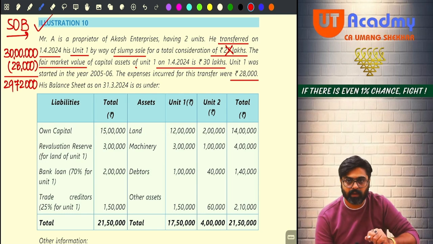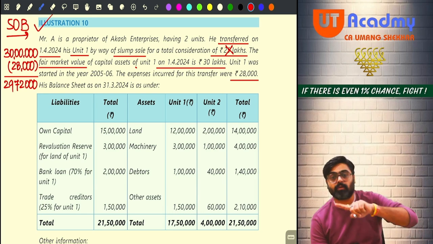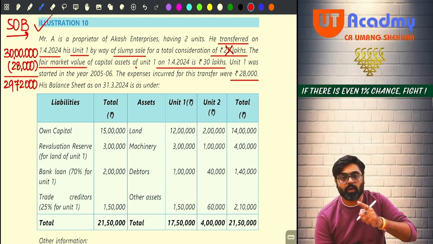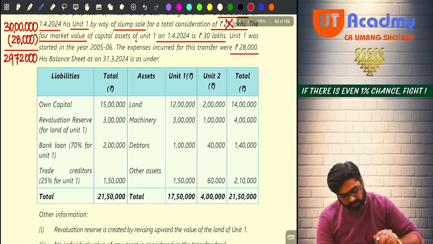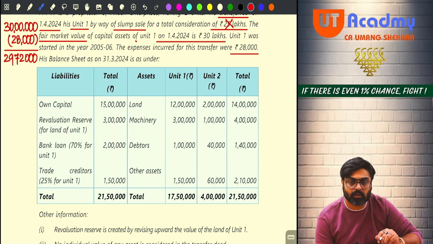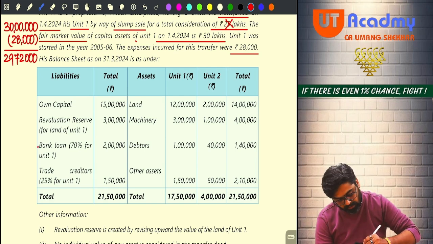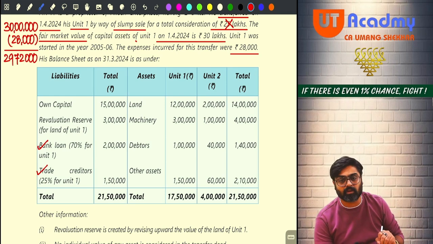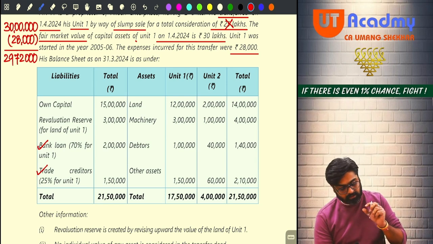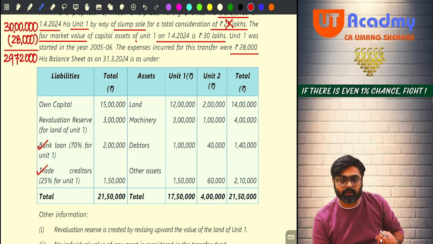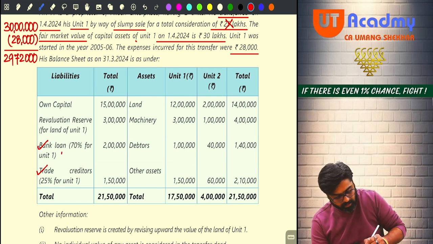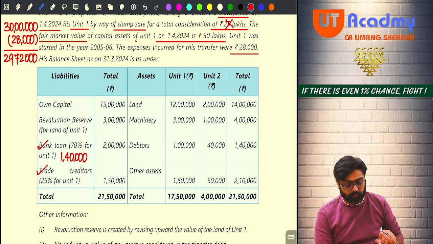It's net worth. So to calculate the net worth, we'll first have to take all the assets, total assets minus total liabilities, outside liabilities. On the liability side, they are saying that the bank loan is 2 lakh rupees, which is an outside liability. Trade creditors are also outside liabilities. So I will be taking both the bank loan and the trade creditors. But I cannot take the entire amount because the entire amount does not relate to unit 1. Only 70% of the bank loan is related to unit 1. So 70% of 2 lakhs will be 1 lakh 40,000. And trade creditors of 1,50,000 are there.